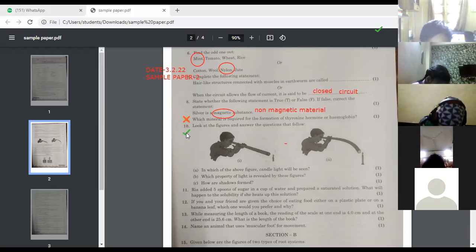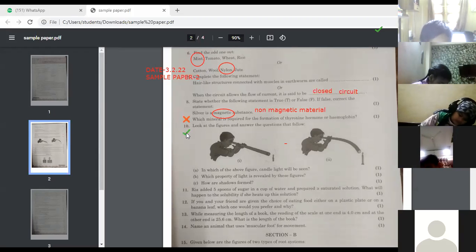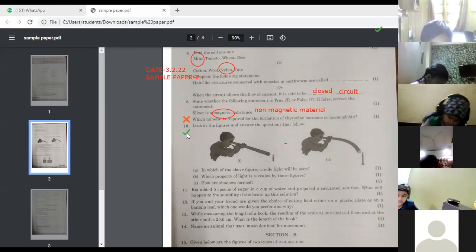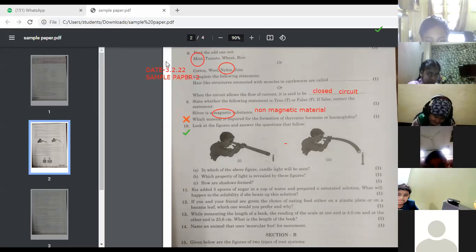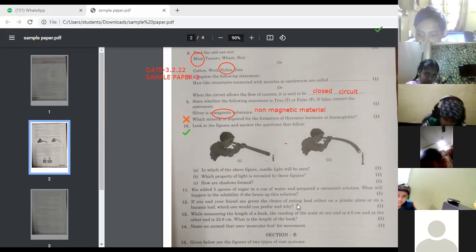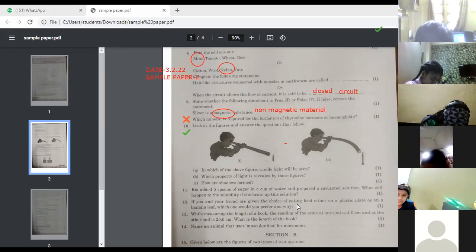Chirag Rawat, unmute and give the answer. In which of the above figures will candlelight be seen? Candlelight will be seen in the first picture when the tube is straight. Okay, good. And one more thing you can add: light travels in a straight line.